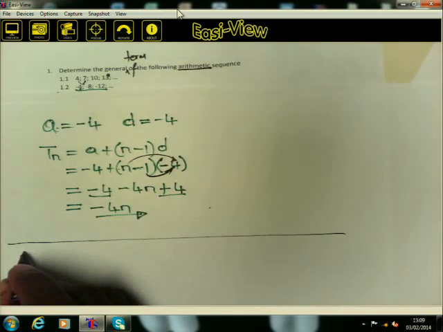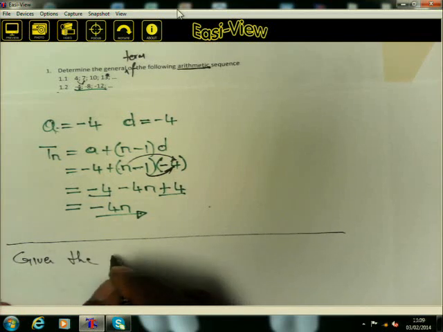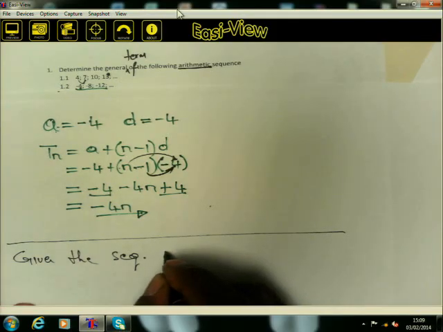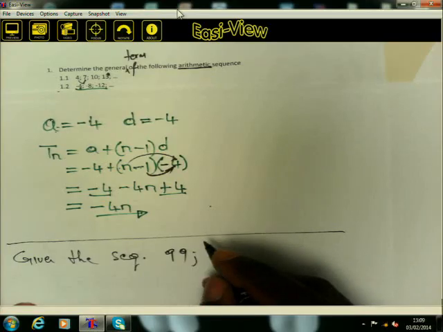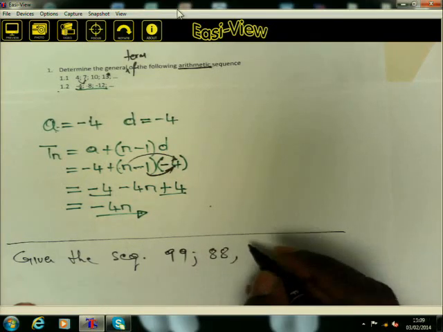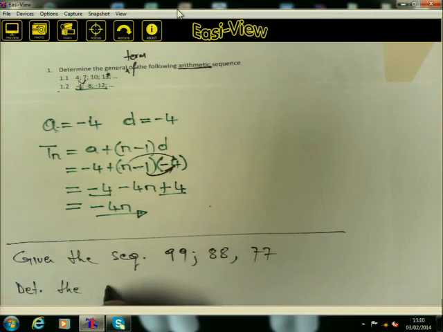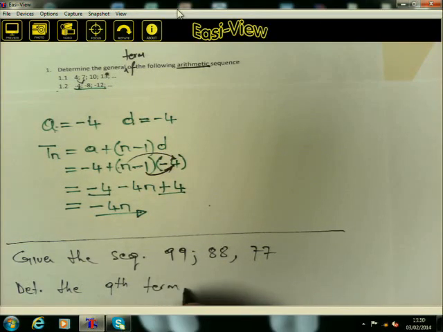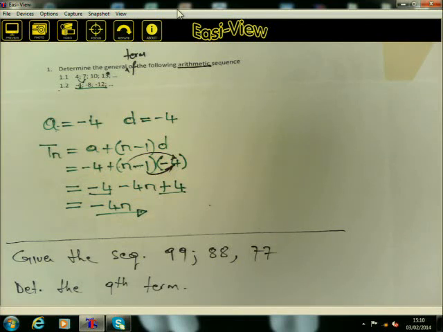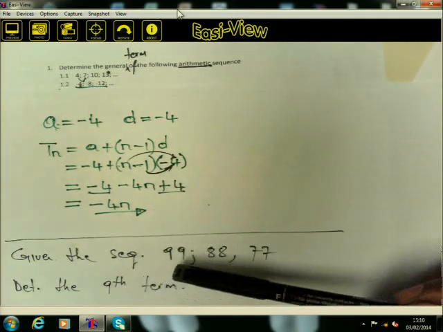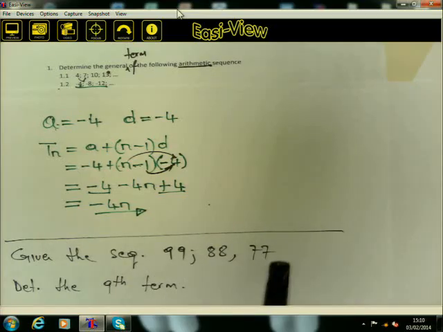We can say, given the sequence, say the sequence is 99, first term, second 88, the third term 77. And then given this type of sequence, the question will be, determine the ninth term. Determine T9, determine the ninth term. It is as simple as that. You follow the same route. Again, you get the general term of this.